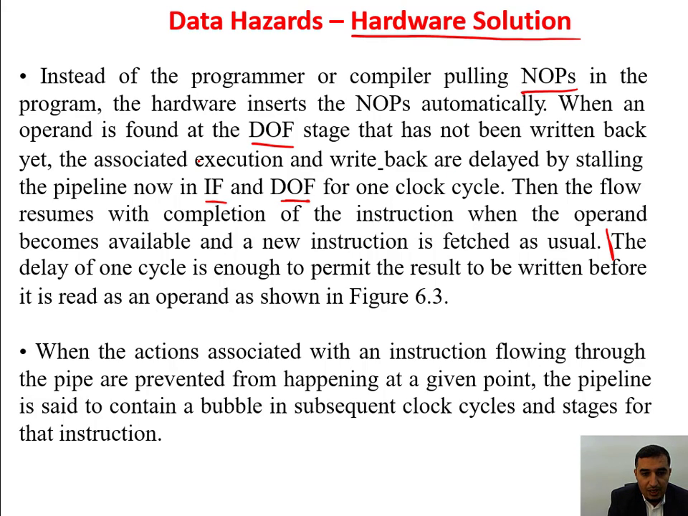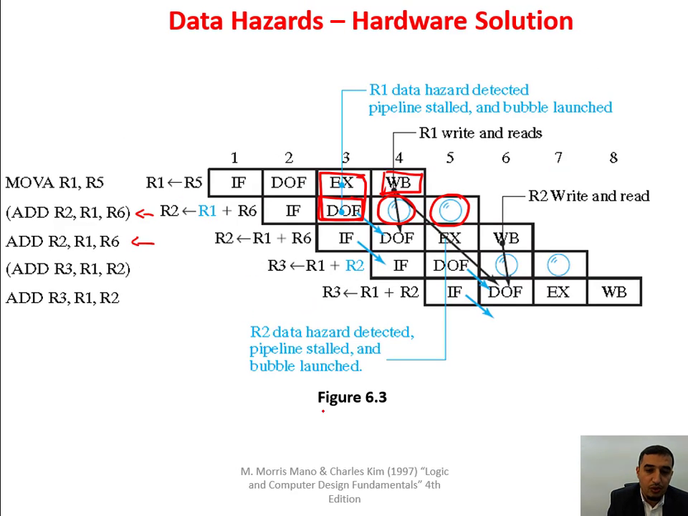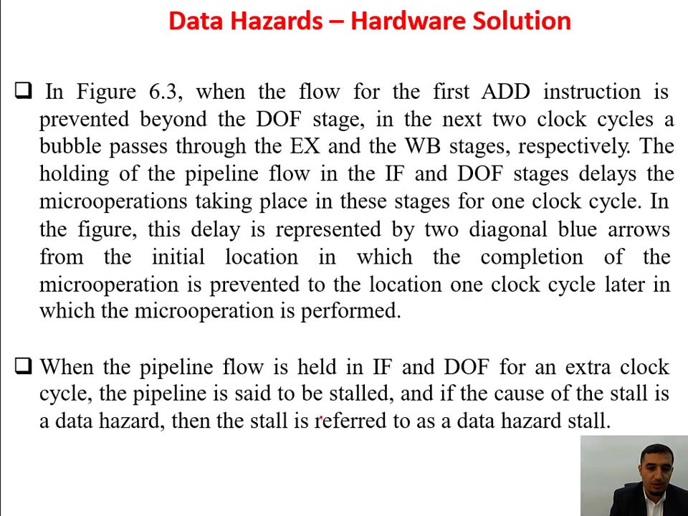So once more, it says when the operand is found at the decode operand fetch stage that has not been written back yet, the associated execution and write back are delayed by stalling the pipeline. Now the instruction fetch and decode operand fetch are held for one cycle. Stalling the pipeline is done by inserting a bubble into the pipeline. Then the flow will resume as usual. Now, how do we do this?